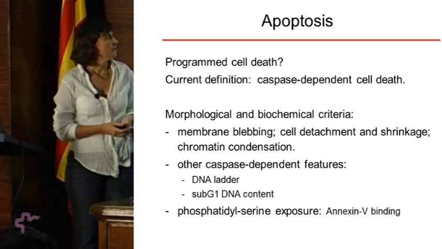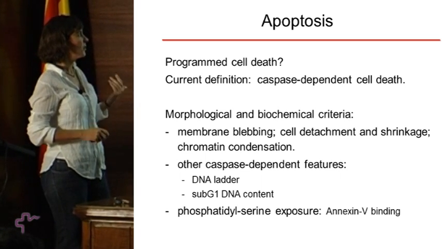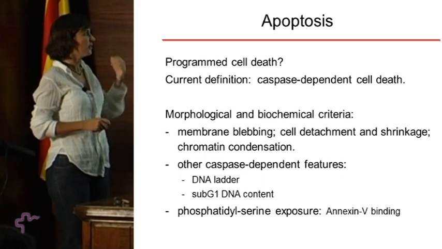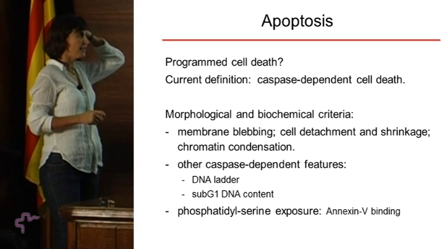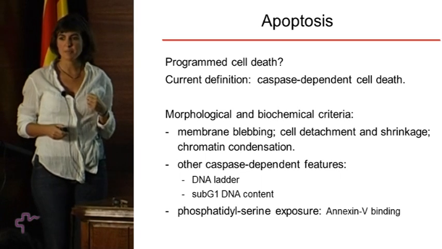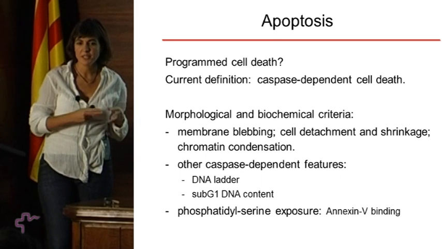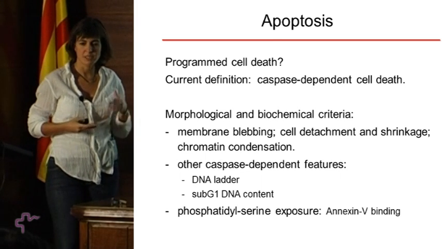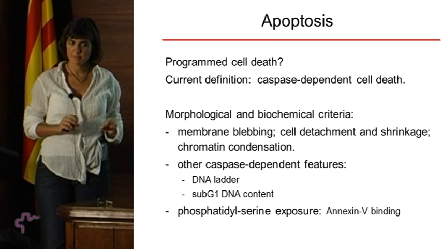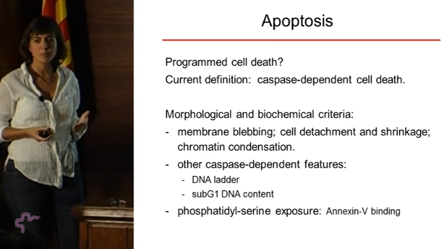Now, just a brief update of what we understand by apoptosis recently. We define it by morphological and biochemical criteria, but all of these morphological and biochemical events depend on caspases. So we currently define apoptosis as caspase-dependent cell death. Caspases are proteases that disassemble the cell, but not by chopping everything like trypsin or chymotrypsin or other proteases would do. It's by cutting substrates in some specific regions, and these substrates have specific roles during apoptosis.